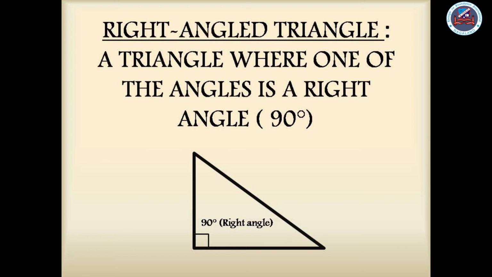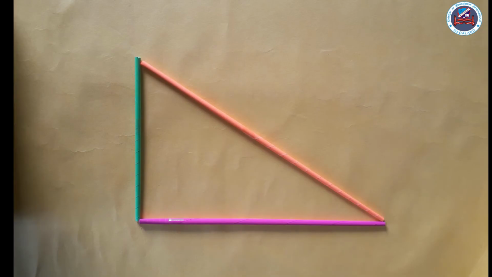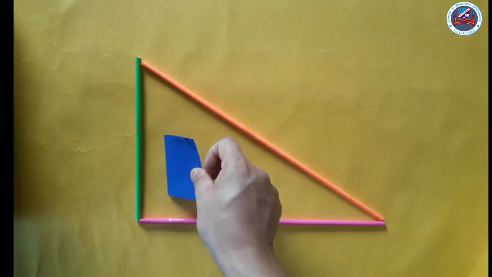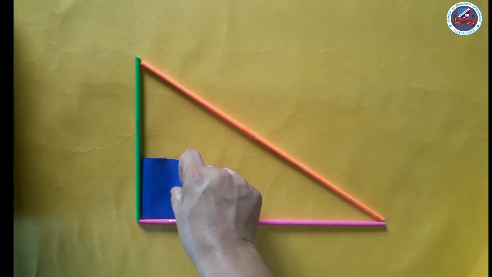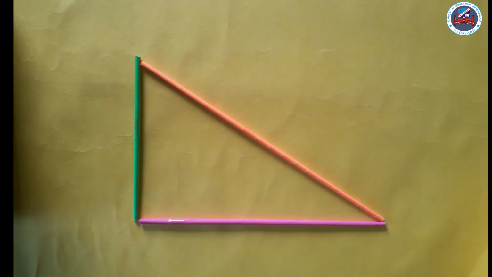Right angle triangle. A triangle where one angle is equal to 90 degree or right angle is known as a right angle triangle. So let's make a right angle triangle. So this is an example of right angle triangle. Now I will bring the right angle checker that I had made earlier and check the right angle. So as you can see, it is a right angle here. So this triangle becomes a right angle triangle.